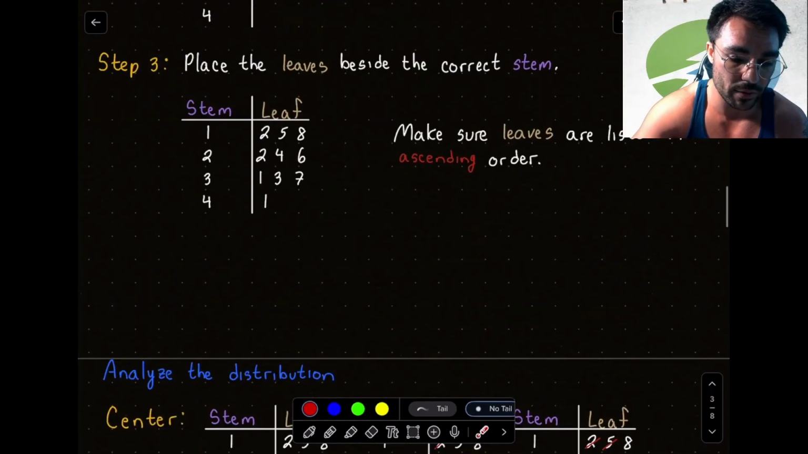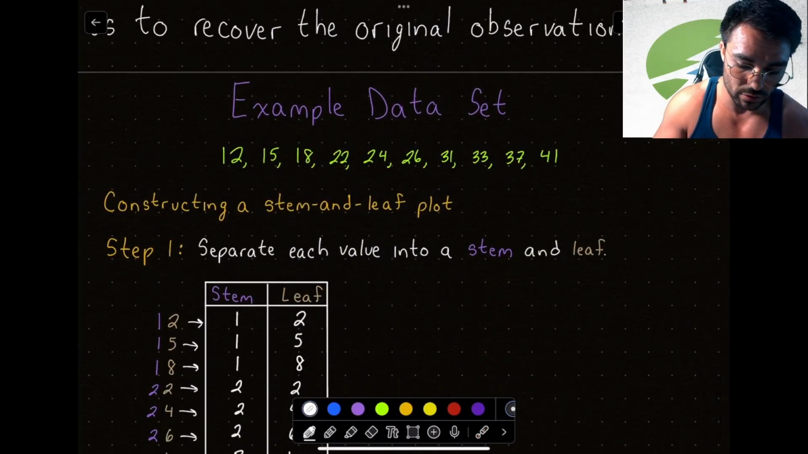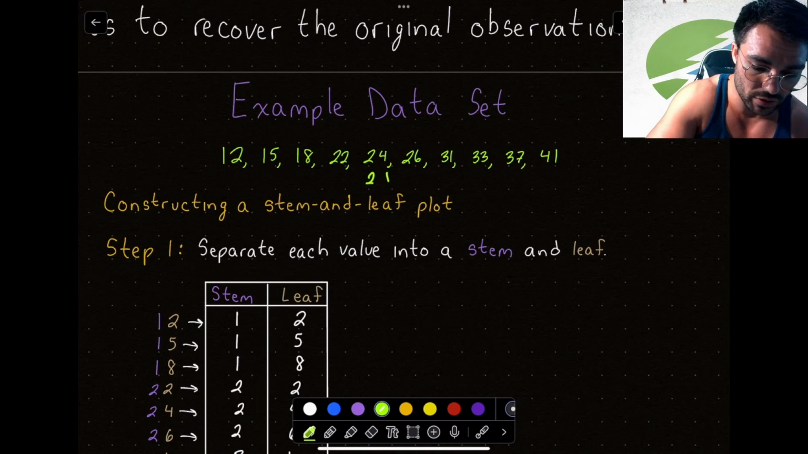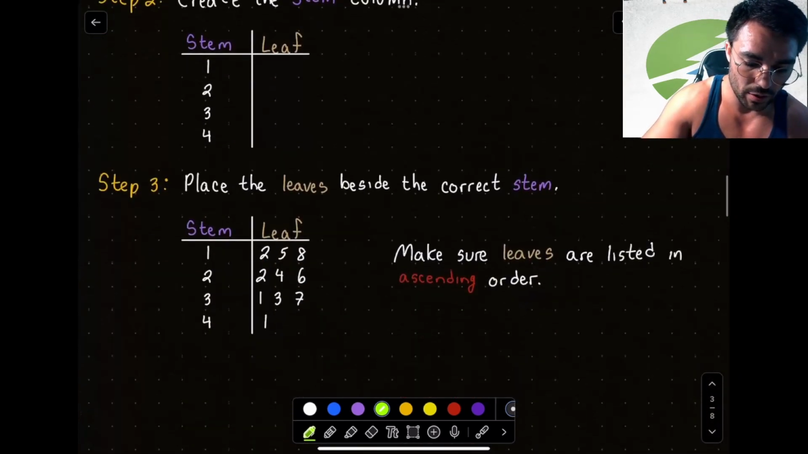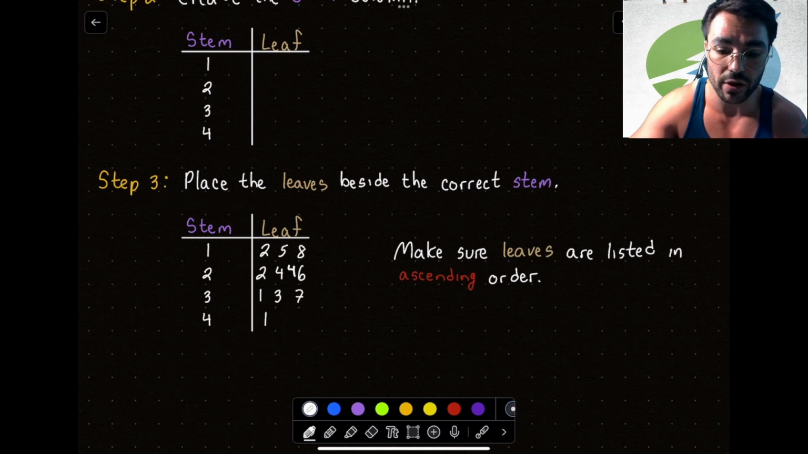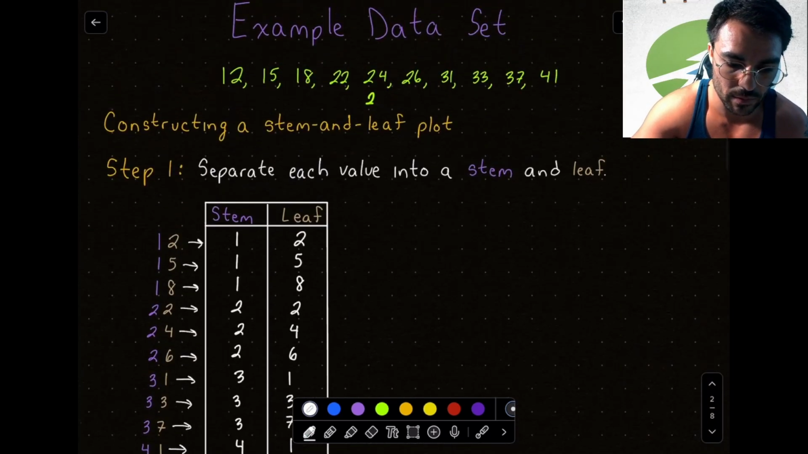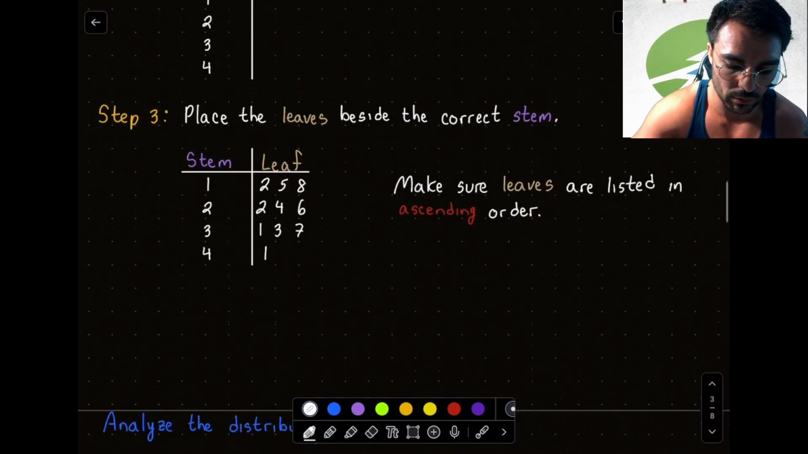Say in our data set, we had an additional, say we had 2 24s here, okay? Then the 4 here would have to be included twice to account for each 24, okay? Let's clean this up.